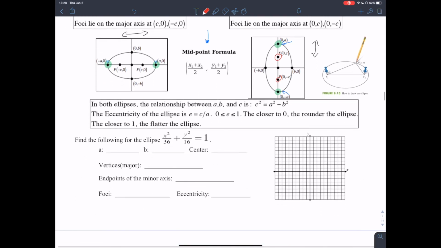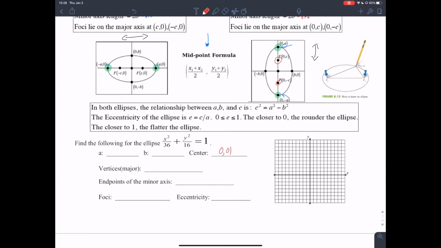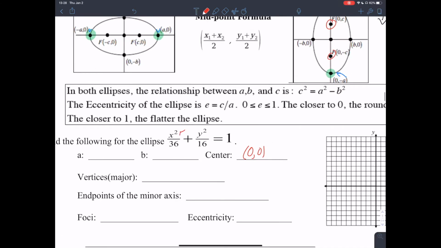All right, so let's actually do an example. So we're going to find the following for the ellipse with all the questions that they're asking for. So let's actually give it a shot. All right, here we go. So this is at the center. So the center is 0, 0. Notice we have no h and k right here. Okay, so no h, no k.